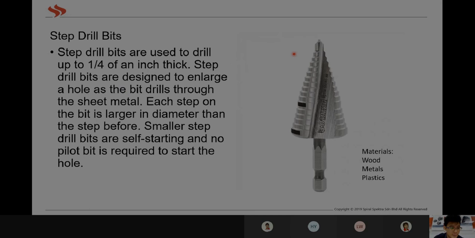And step drill bits. Step drill bits are used to drill up to 1/4 inch thick. Step drill bits are designed to enlarge holes that have already been drilled, so they're just going to make it bigger. So normally used on mostly metals and plastics.